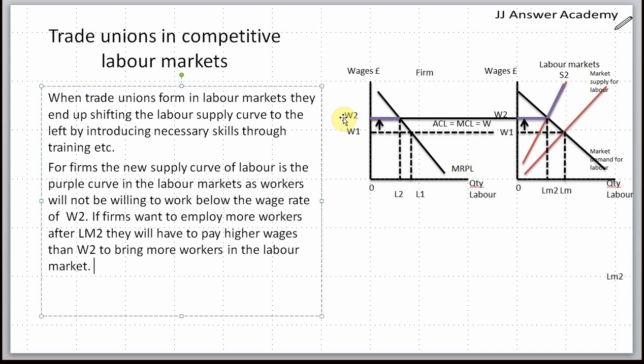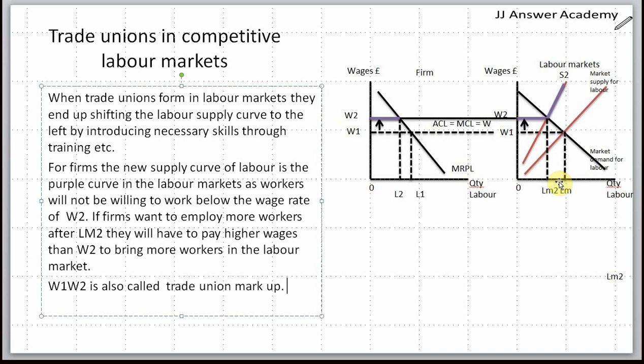So what the union has done is establish W2. At any wage lower than W2, no workers are willing to work, because of the trade union effect. Now W1 to W2 is also called the trade union markup. So W1 to W2 is also called the trade union markup. In free markets, the employment was 0 to LM2.